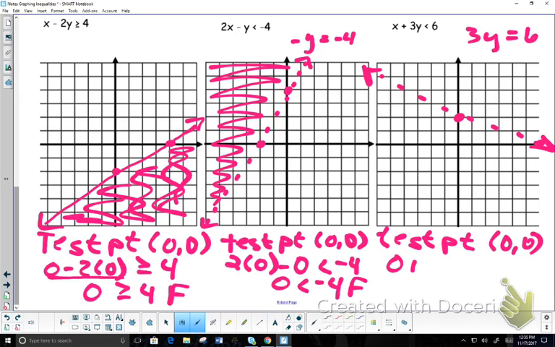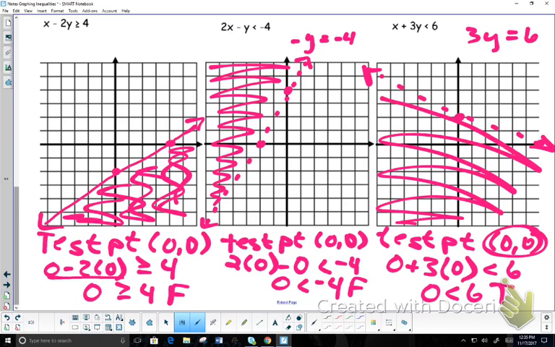So I got 0 plus 3 times 0 is less than 6. What happens to the left side? So I got 0 is less than 6. Is this true or false? It's true, which means this is a solution and should be in the shaded area. Which is down. Are you good with that? Sure. Take your piece of paper and flip it to the back.